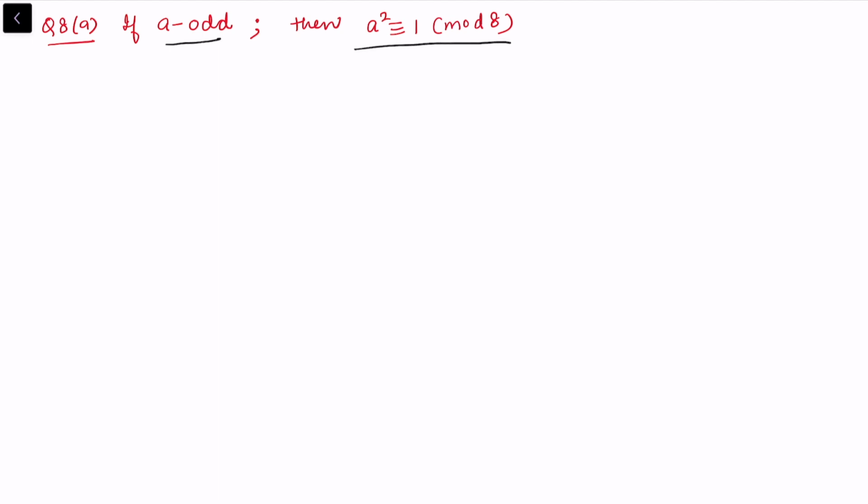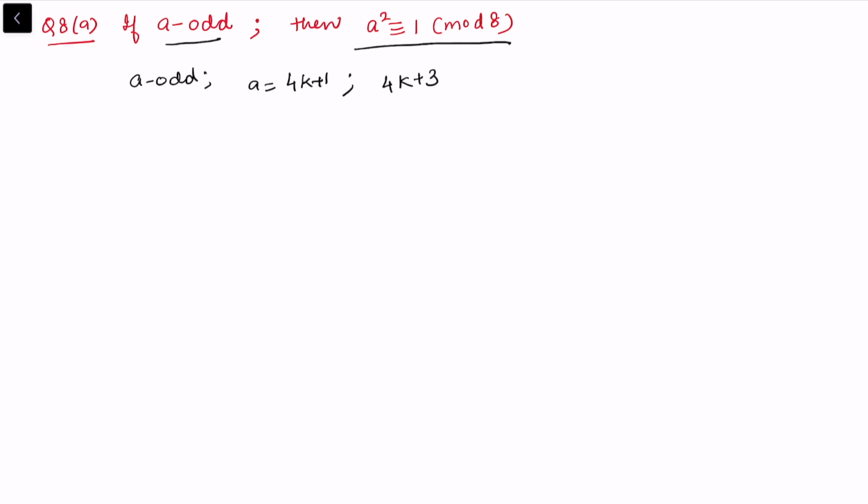Now in 8th A problem, we want to show that if a is odd, then a square is congruent to 1 mod 8. That means square of an integer, whenever a is odd, is congruent to 1 mod 8. We can take the possible values for a. Let's say a is of the type 4k plus 1 or 4k plus 3. These are the possibilities for a to be odd.